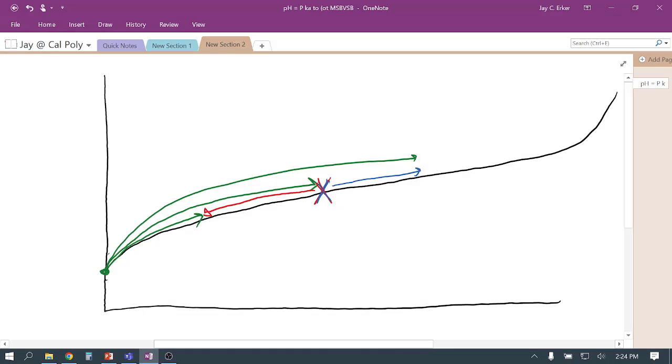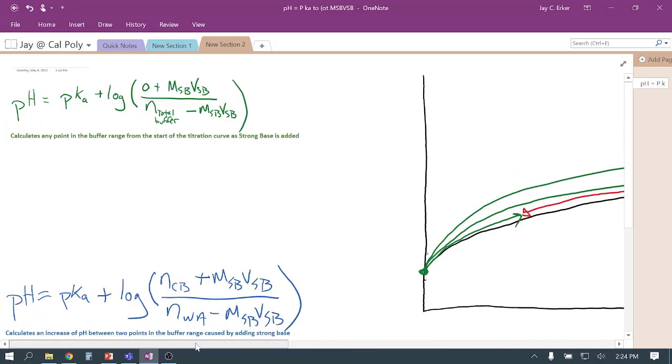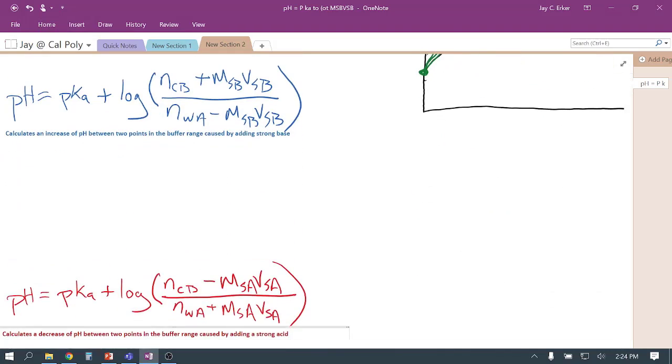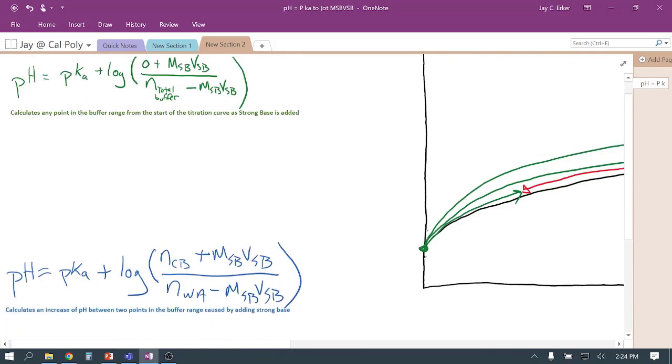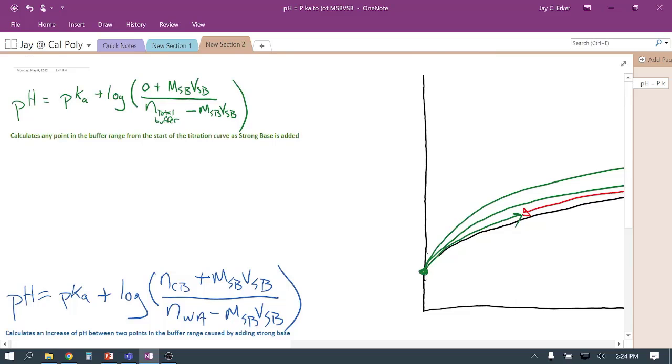And the reason I like using the green equation is because I don't need to think about adding strong acid or strong base to create my proper ratio of conjugate base to weak acid. I can think about it at the beginning of the titration curve and then just the amount of strong base, the amount of strong titrant needed to get to any one of those points. It simplifies the conceptualization a little bit.